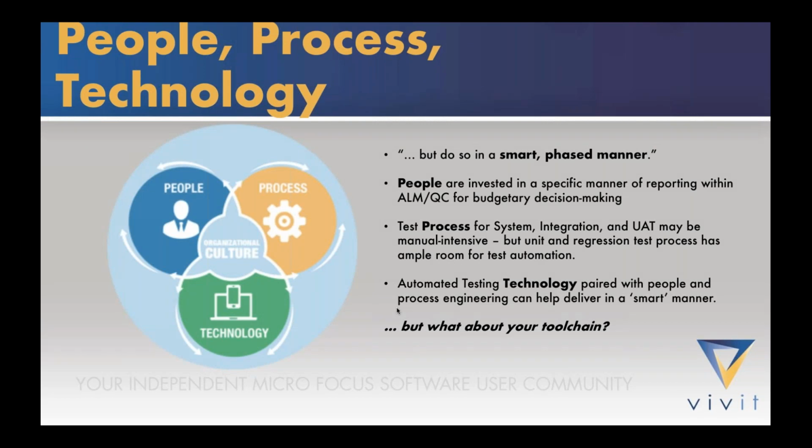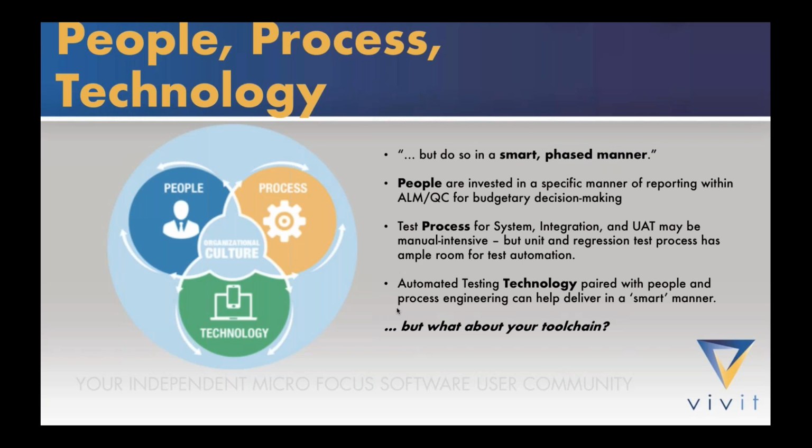People are invested in a specific manner of reporting. So they use ALM mostly for the reporting. There is a lot of capacity for regression tests and unit testing to be automated. Some things still have to be manual intensive, like UAT, but automated testing technology paired with people and process can help deliver it in a smart manner. However, what does that do to your tool chain?